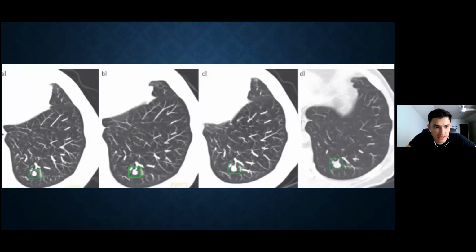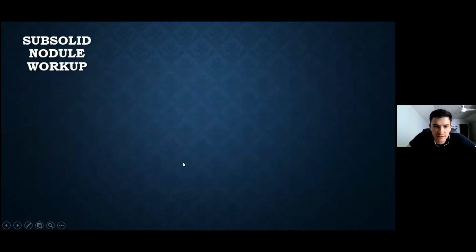In this image, we can see a solid nodule. It has some lobulated contours, and we can see that the nodule increased in size over time. So this is considered with growth and most likely malignant.